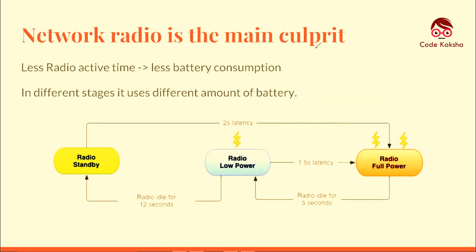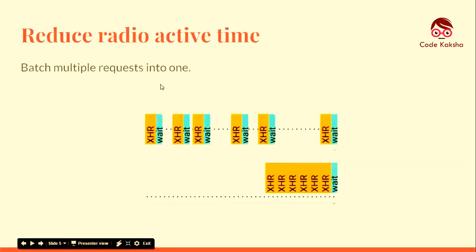So there is a term designed for this, that is called batching of multiple requests into one. You can see this horizontal row represents the timeline, and in the above example, we are making frequent requests for our network, and after every request, the radio waits to go into sleep mode, and so thereby we are giving less time for the radio to go into sleep mode.